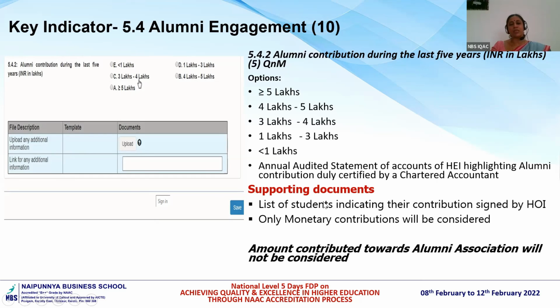Supporting documents can be a list of students indicating their contributions, signed by the head of the institution. But only monetary contributions will be considered, and the amount contributed towards the alumni association cannot be considered here, because for alumni membership, some fund will be taken. That cannot be given here. Other than that, any other kind of monetary contribution can be included here. So that is regarding the alumni engagement. This also has 5 marks.